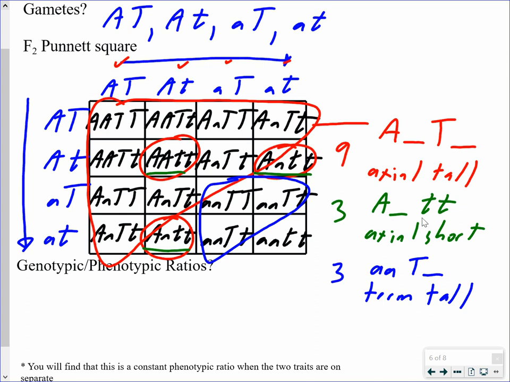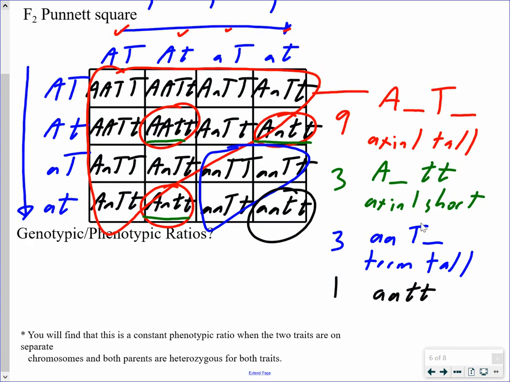The final one that we do have, tucked right in the corner here, the only one out of the 16 that is lowercase for both of them, is our 1. So this does give us, if we write it as a ratio, a 9 to 3 to 3 to 1, and this is the phenotypic ratio. Again, the genotypic ratio, don't bother writing all of those down. We'll just go by the Punnett square itself.